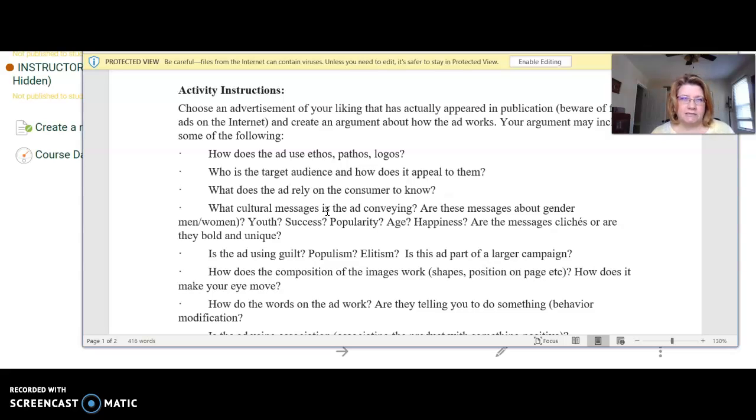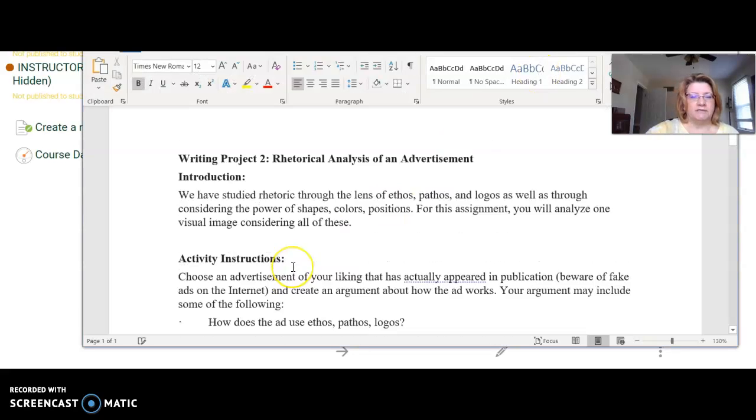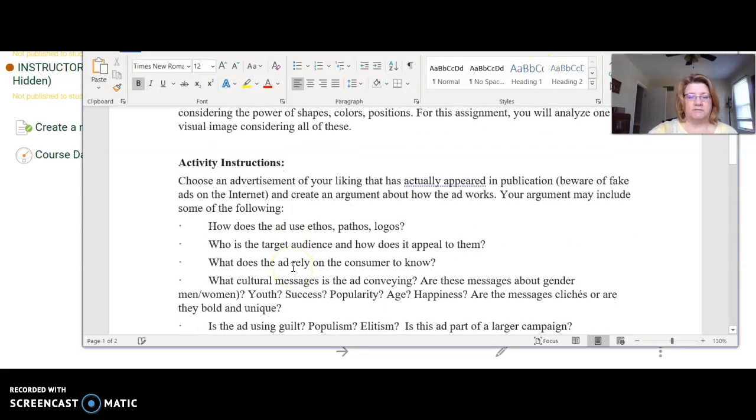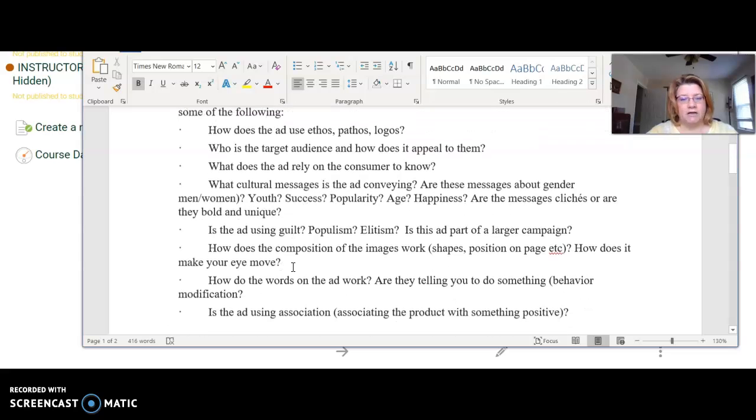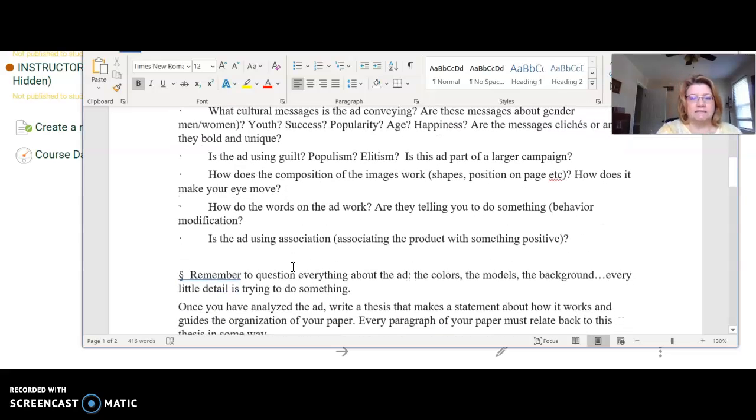We get cultural messages similarly about what it means to be a man, about what it means to be popular or happy. And sometimes those messages are disturbing. They're not healthy kind of messages. So it's worth looking at what all this ad is suggesting in terms of cultural messages. Like, is it okay to get old? Is it okay to have a wrinkle? Those kind of things. Then we talked about is the ad using populism or elitism?